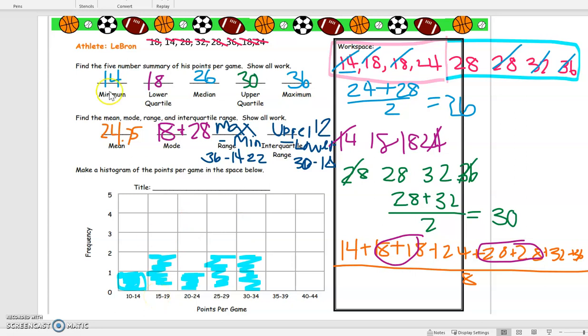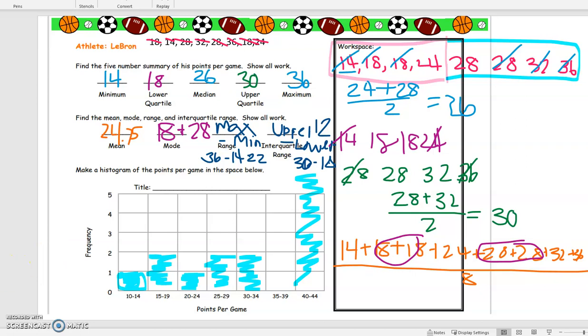I will say on one of these athletes, unfortunately, there is not enough space, so you have a frequency bigger than 5. If that happened, so let's say I had 40 through 44 6 times, just shade up above and you'll get credit, and I'll recognize that there wasn't enough space. All right, so those are the calculations.